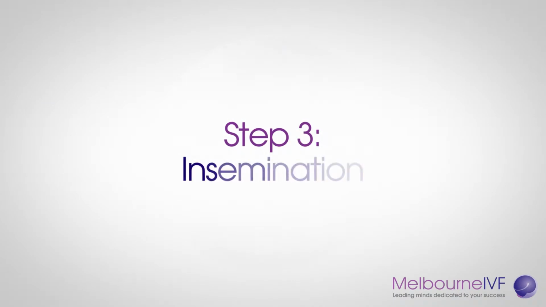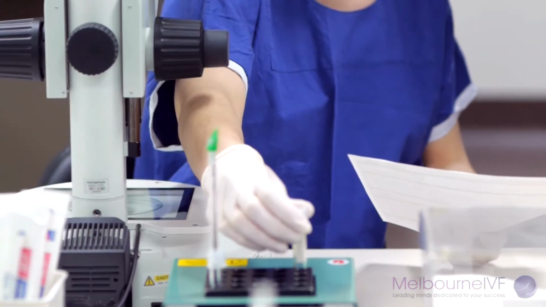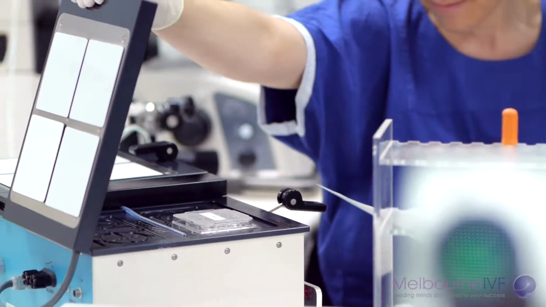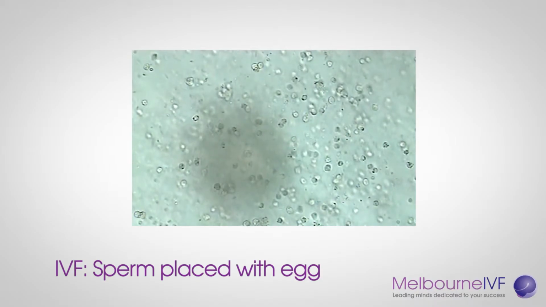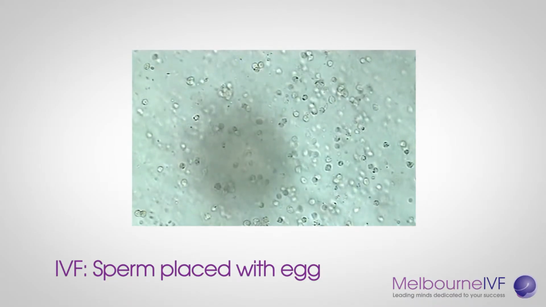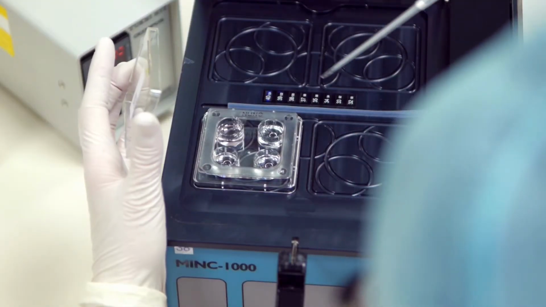Step 3. Insemination. IVF is performed by two methods: standard in vitro fertilization, or IVF, and intracytoplasmic sperm injection, or ICSI. With standard IVF, an egg is placed into a dish with a large number of sperm, then left overnight in an incubator to fertilize.